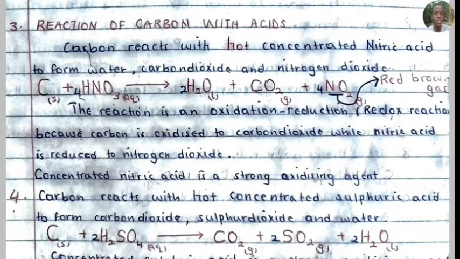In most questions, they ask you to state the observation in the above reaction. The observation is that a red-brown gas of nitrogen dioxide was observed. Nitrogen dioxide is a red-brown gas. Then you write the equation as it is.